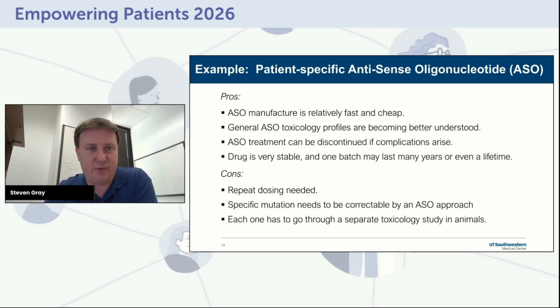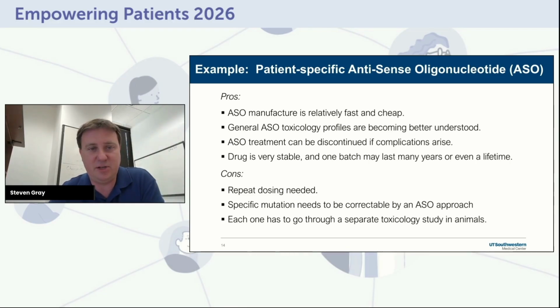I'd say that in general, these ASO toxicology profiles are becoming better understood, and the design of them is getting better. And the ASO treatments can be discontinued if complications arise because you have to administer these repeatedly. And the drug is very stable, and one batch can last many years or even a lifetime. So if you're trying to develop a very individualized treatment for one patient, this is something that is happening and is kind of one of the areas where a lot of the N of one or N of few approaches are being applied. The downsides, of course, are repeated dosing is needed.